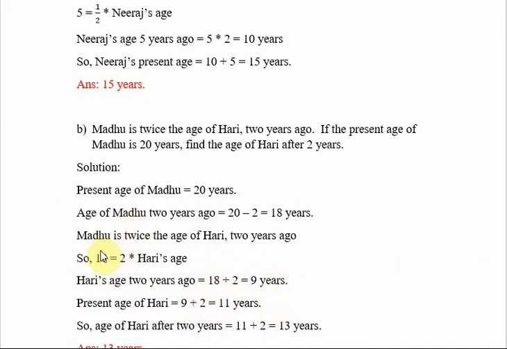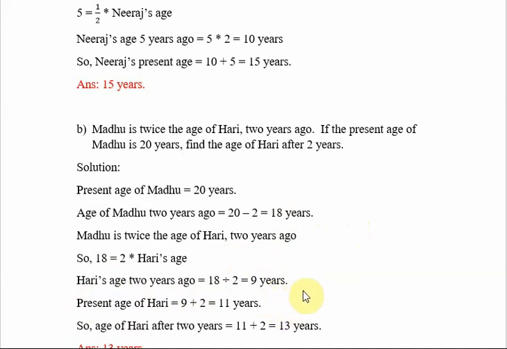How have we done it? 18 is equal to 2 times Hari's age. So Hari's age will be 18 divided by 2. This multiplication by 2 becomes division by 2 when it comes to this side of the equal sign. So 18 divided by 2 is equal to 9 years. This type of calculation you will study next year when you learn about fractions. In higher classes you will study this properly, how to calculate a fraction. And so Hari's age 2 years ago is 9 years.